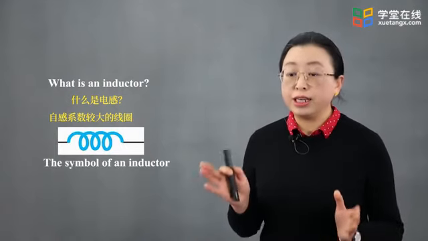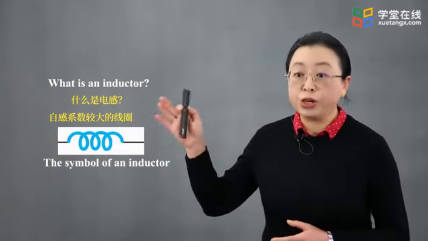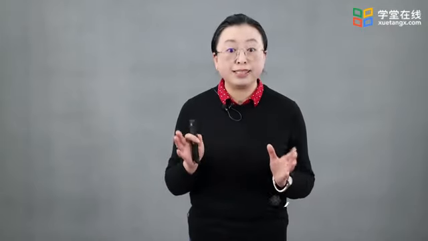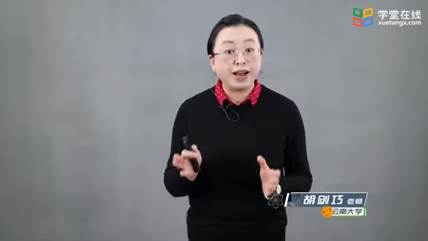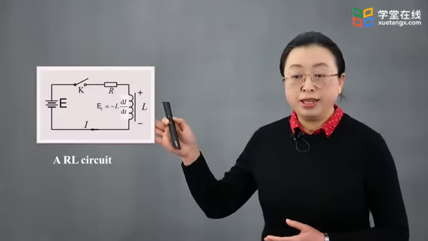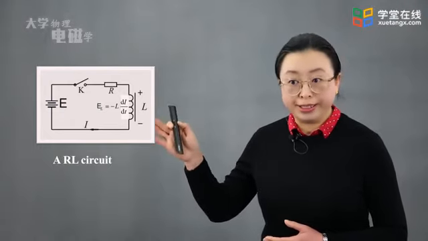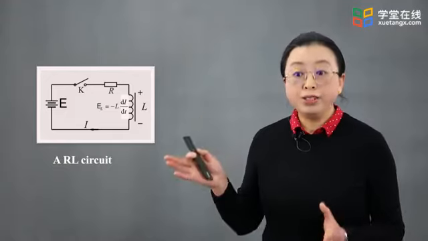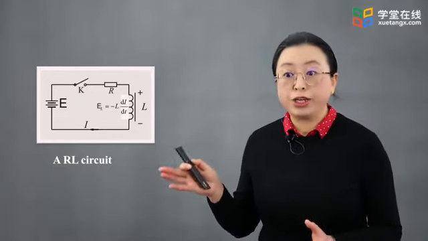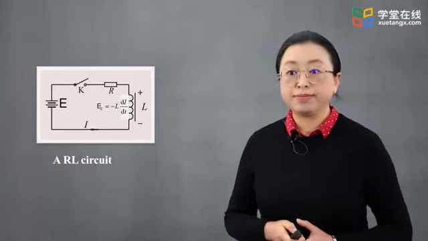An inductor is a circuit element and its symbol is shown here. But please note, a circuit still has some inductance that can affect the circuit's behavior even without an inductor. Please look at this figure here. A circuit contains a battery, a resistor, and an inductor, which we call an RL circuit. The internal resistance of the battery can be neglected.